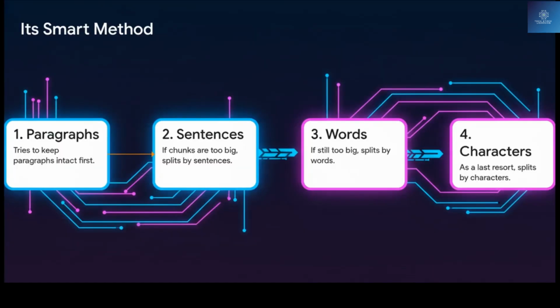So what's its secret sauce? Well, it's pretty brilliant. It has a priority list of how to split things. First, it tries to split by paragraphs, those double new lines. If the chunks are still too big, it falls back to splitting by sentences, then by words, and only as a last resort does it split by individual characters. It's this hierarchy that makes it so good at keeping the meaning together.